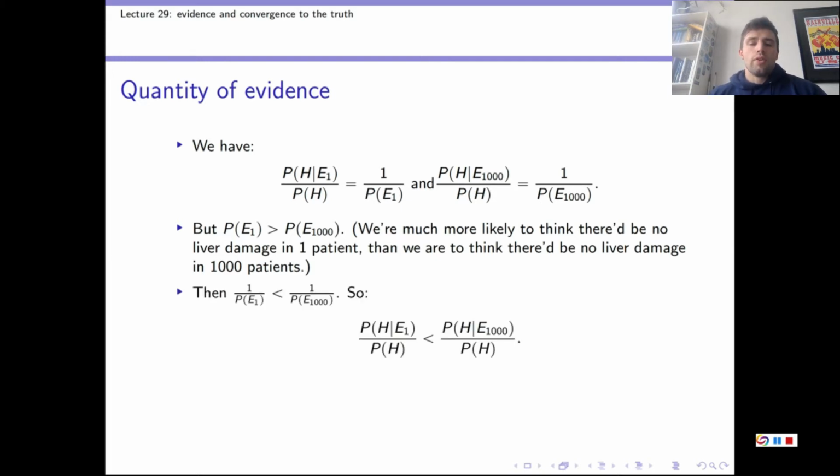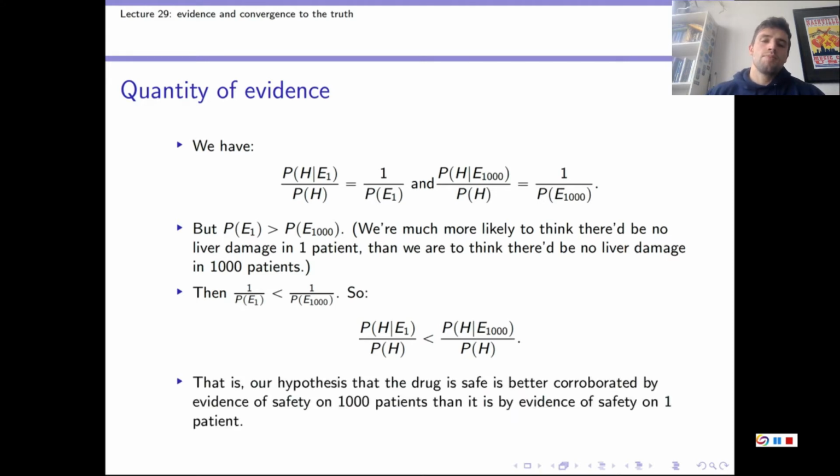And so, using what we've derived, the probability of H given E1 over the probability of H is less than the probability of H given E1000 over the probability of H. And when we interpret what that means, that is to say the hypothesis H, that the drug doesn't cause any liver damage, is better supported by the evidence we get from observing the effects of the drug on 1,000 patients, so lots of them, rather than just one. So Bayes' theorem explains why quantity of evidence matters, in this case, we are better informed about the safety of our drug if we test it on more people.